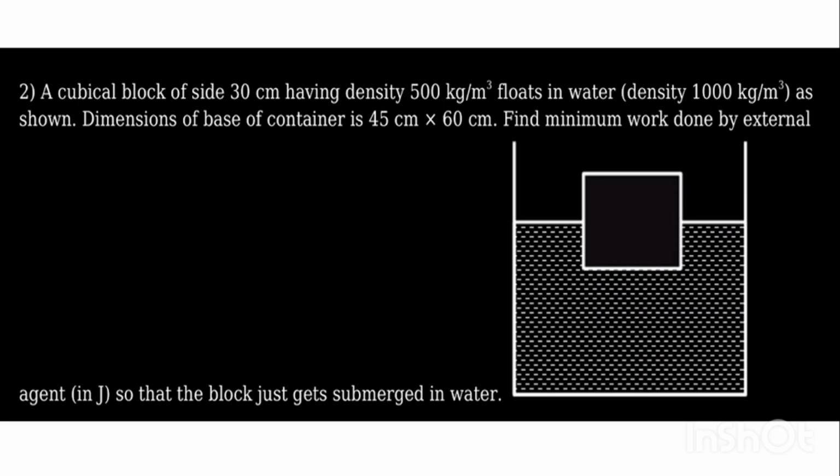So this is the first question, and you see it is saying that there is a cubical block of side given and the density is given and it is floating in water and the dimensions of the base of the container are given. So we have to find the minimum work done by the external agent so that the block just gets submerged in water. That means this floating block we have to push so that this upper surface just gets submerged beside this water level. So let us start.